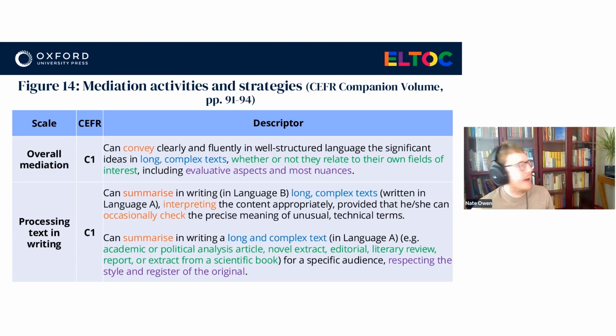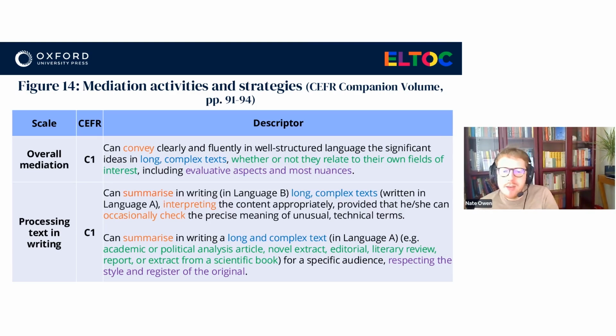And as you can see, when we were thinking about this in a lot of detail, we've sort of broken it down, and we color-coded a lot of the content of these descriptors as well. So the verbs, for example, you can see in orange. In blue, what we've got there is kind of the artifact or the thing, the object, which is being engaged with. So long, complex texts, which seem to be repeated quite frequently across mediation descriptors, especially at C1 level.